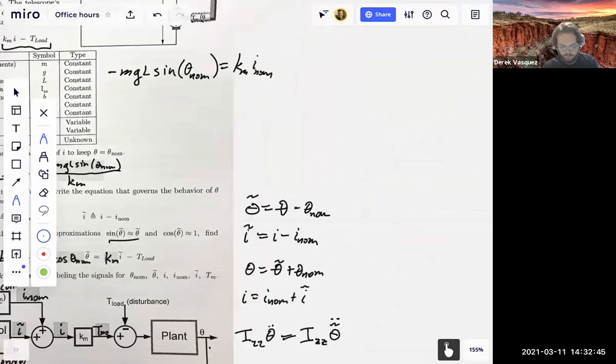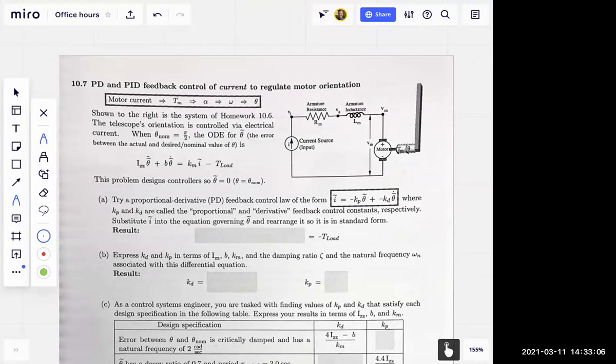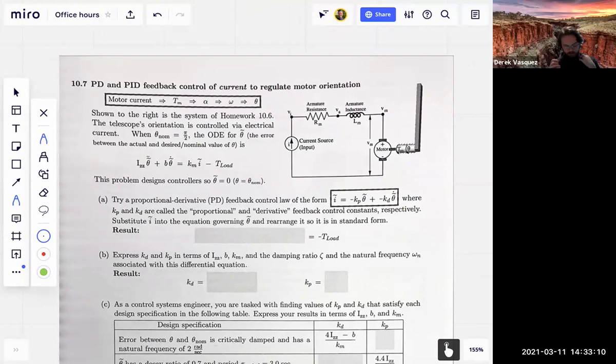Okay, I have 10.7 here as well. I didn't prepare as much for this one, so we can go ahead and start working through this if you guys would like, or we can go ahead and cut early, whichever you would prefer. I don't mind working on it. Okay, we'll go ahead and keep going.